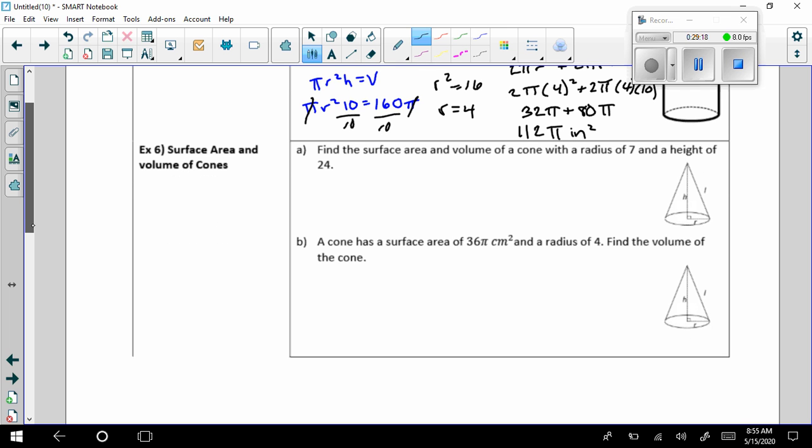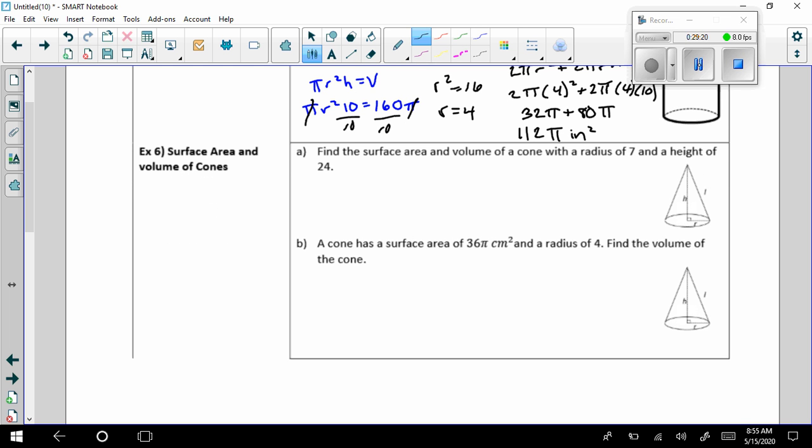All right. And then last is your cones. Again, get down your formulas. Remember that L is the slant height and H is the height of the cone. So you can see that labeled in your diagram. But if you don't have a diagram, you'll have to draw one. So this one has a radius of 7 and a height of 24.